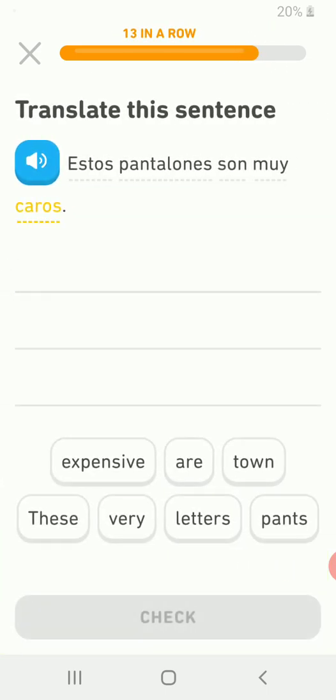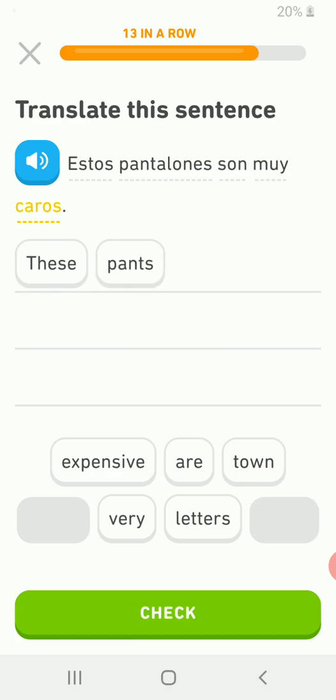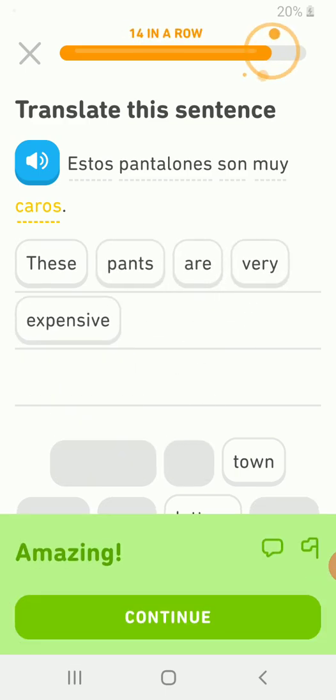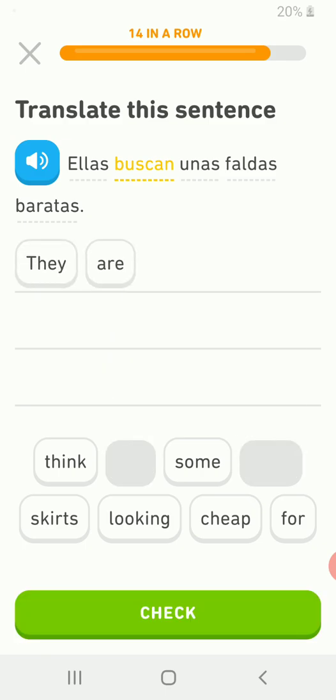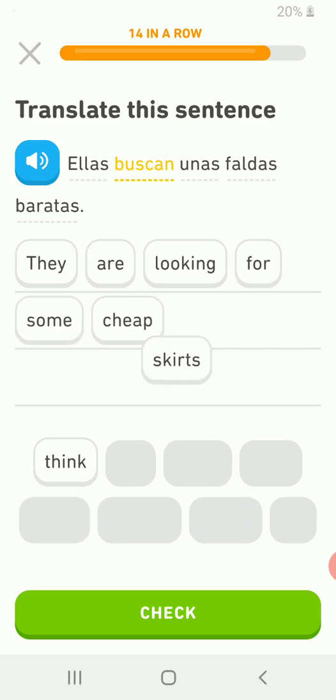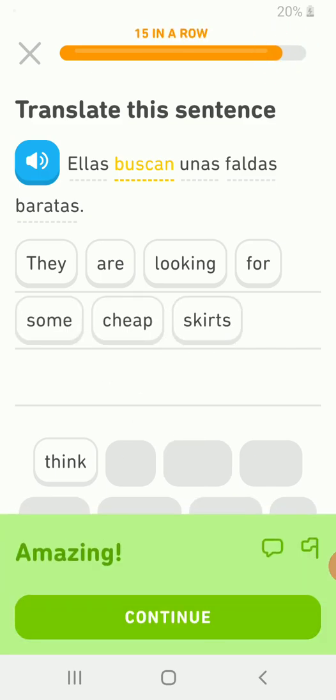Good. Estos pantalones son muy caros. This one we have seen. So these trousers or these pants are very expensive. Ellas buscan unas faldas baratas. So they are looking for some cheap skirts. That's how you should say it in English.